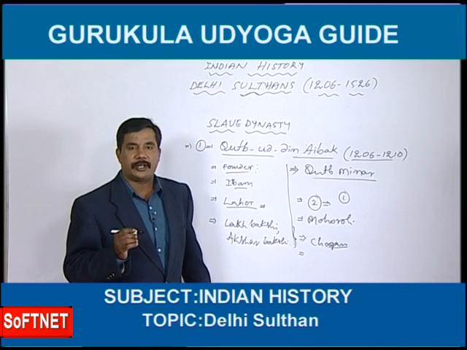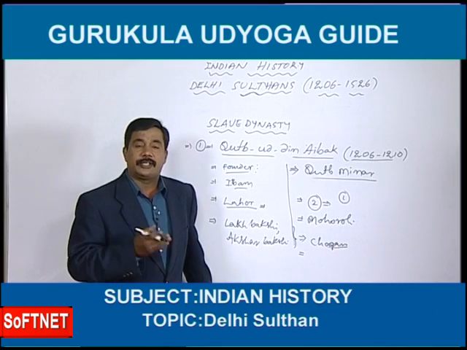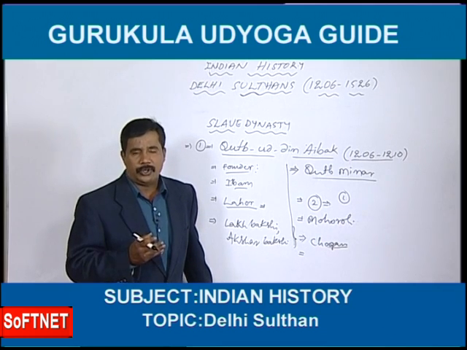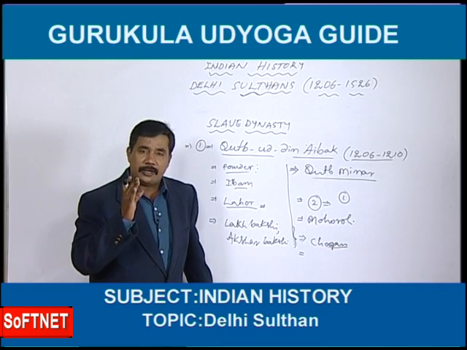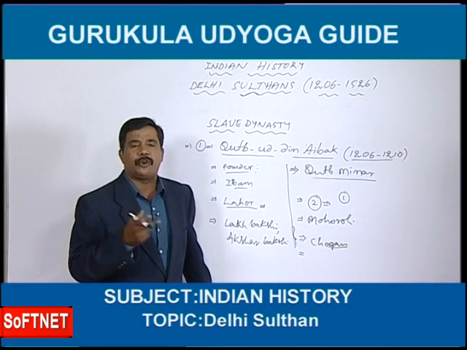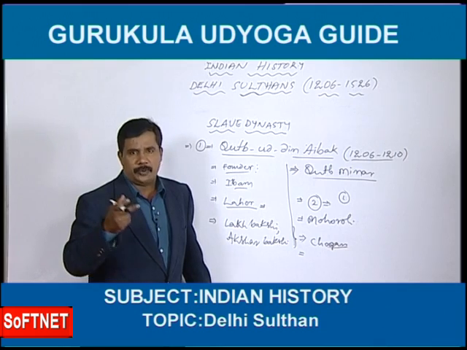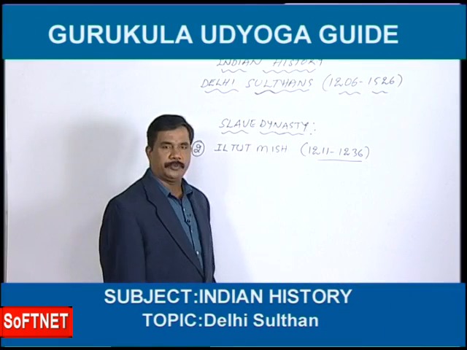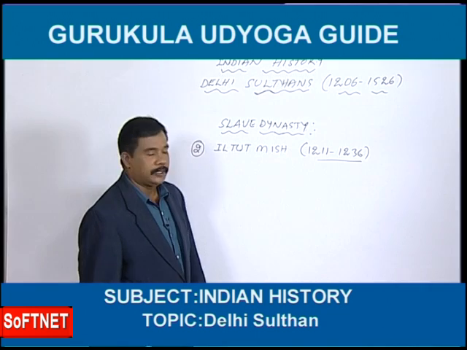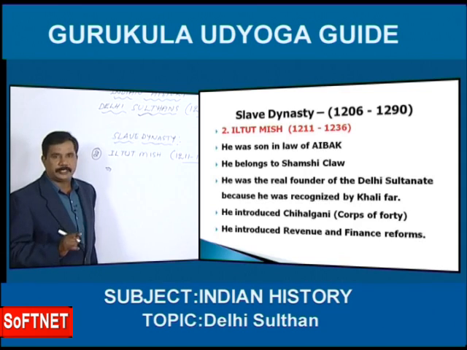After Qutbuddin Aibak, his successor was Aram Shah. But actually Aram Shah was inefficient, so Aram Shah ruled only 8 months. He was removed by Iltutmish. That's why after Qutbuddin Aibak, we have Iltutmish's administration. The second ruler was Iltutmish, who ruled from 1211 AD to 1236 AD. Iltutmish is the real founder of the Islamic dynasty in India.